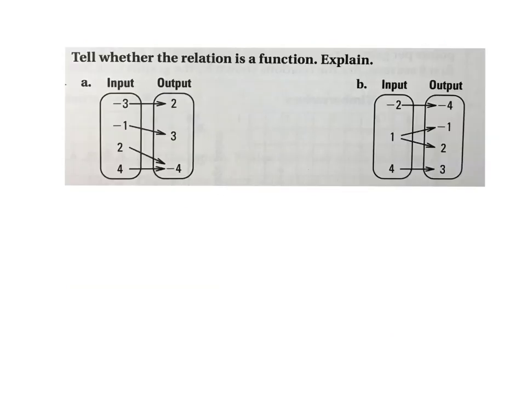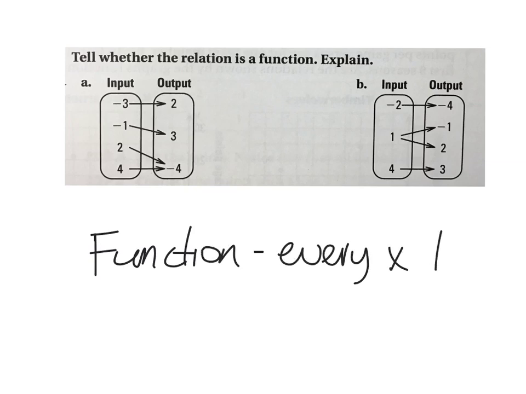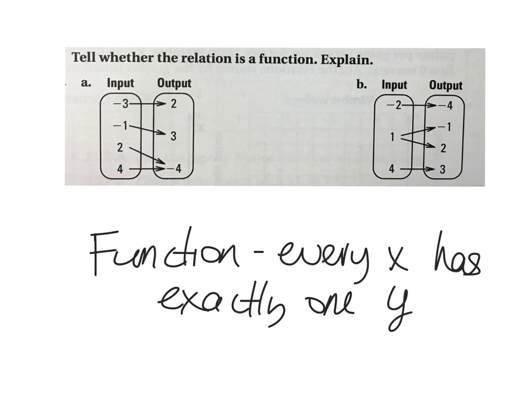This one says tell whether the relation is a function. Here's how you can tell. A function is when every x has exactly, being the key word, exactly 1 y. That's a function. Every x has exactly 1 y. So that means everything in the input should go to exactly one place in the output. If I'm looking at this one, if you look at the input, that all has one arrow from each x, so it means every x is going to 1 y. That is a function. That's a yes.